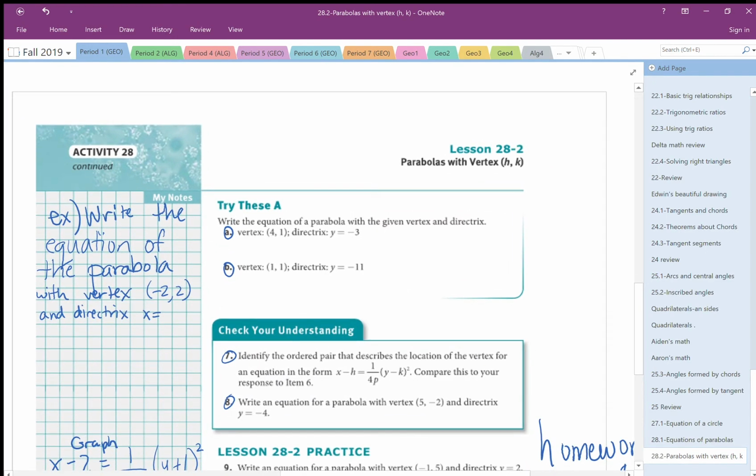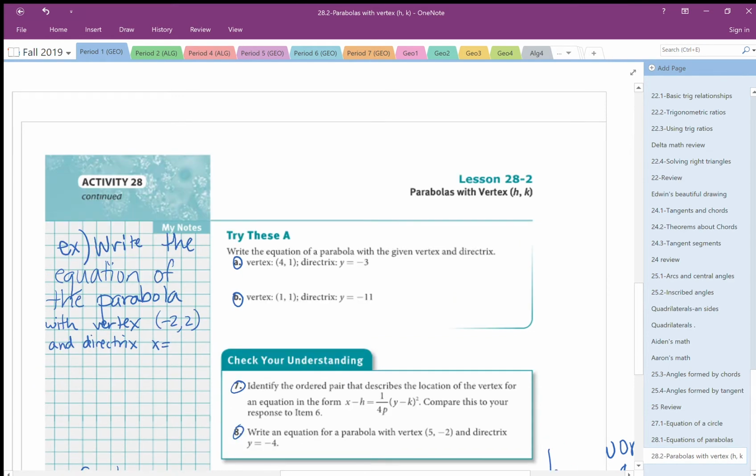All right, vertex is at 4, 1. Directrix is at y equals -3, and it says write the equation. Now, I used to draw them in the last section, even if we weren't required to, just to be able to see what's going on. And I said it's not necessary, but it helps us visualize it.